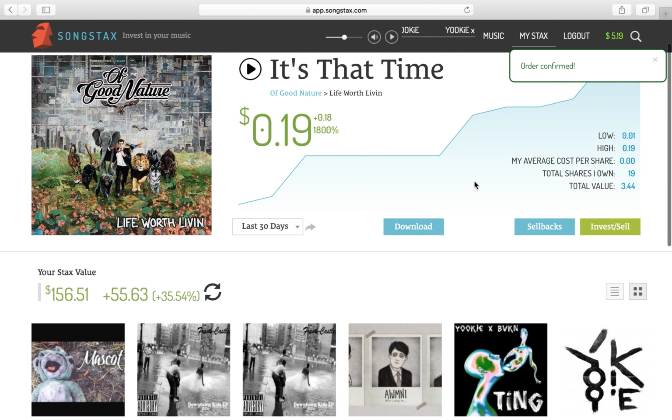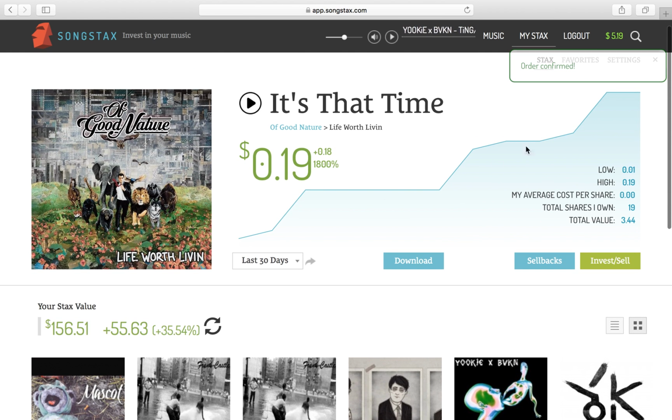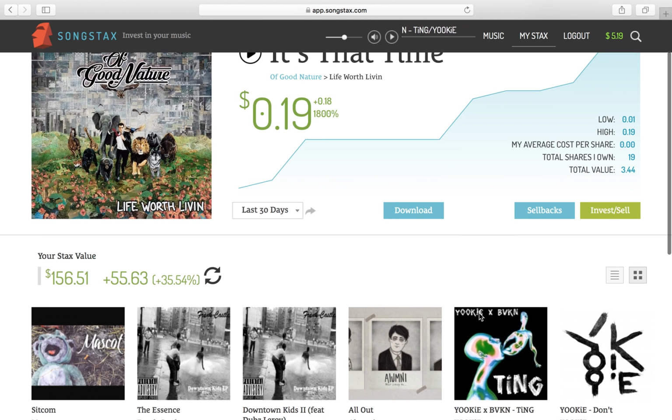Okay, so that's how you can make a profit on SongStax. You just kind of wait till other people buy. They bought this when it was all the way up here. A bunch of people bought it since then, so now they're more valuable, and you can make money on that.